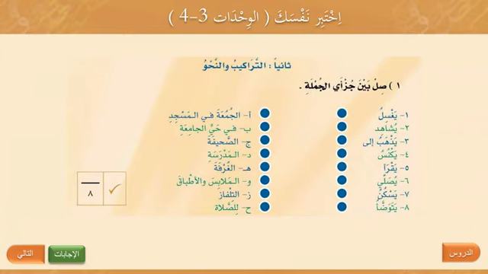Yaghsilu, you have to connect it with the second part of the sentence. So what do you think should come with yaghsilu? It will come with al-malabisa wal-atbaqa. He washes the clothes and the dishes. Yushahidu, and of course, yushahidu at-tilfaz, he watches the television. Then we have yadhabu ila al-madrasati. So we have madrasa over here.